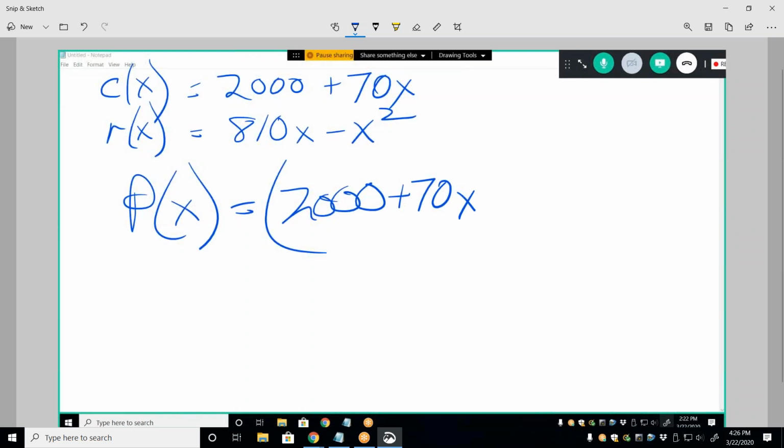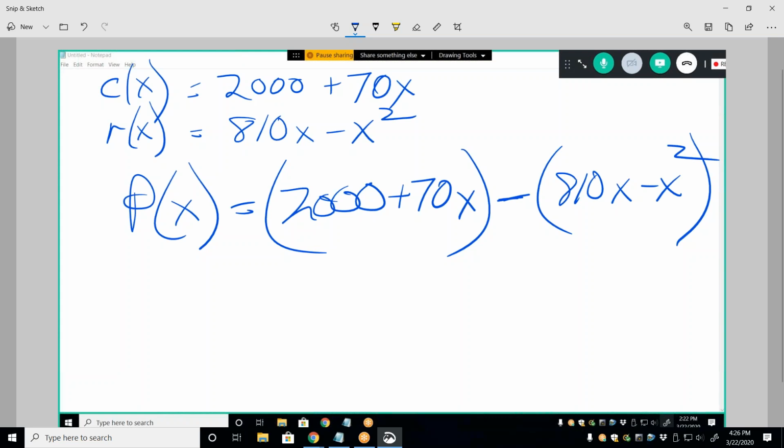I'll put it in parentheses, even though they're not needed, but they are going to be needed in the second part because I have a subtraction sign in there. So that's our profit function, cost minus revenue. Now we just have to simplify it, and to maximize it, again, we're going to be looking for the vertex. The vertex is going to tell us at what value of X will give us a maximum profit. First of all, let's simplify our profit function.